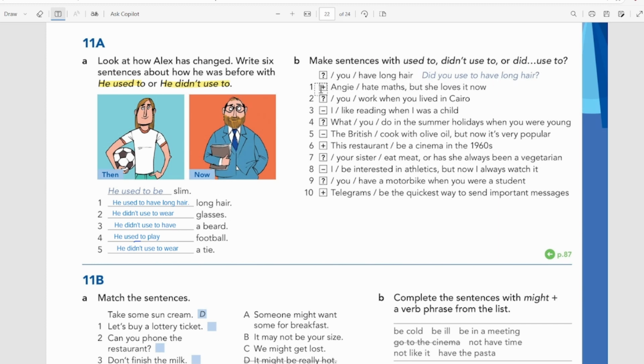Number 1 is a positive sentence. Angie hates math, but she loves it now. So I'm going to write down here: Angie used to hate math, but she loves it now.